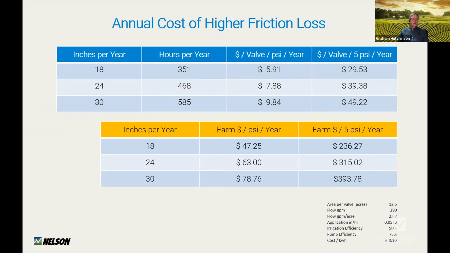So if, for example, that farmer is applying 24 inches of water per year, this is the effect of the additional pressure required if the valve needs more pressure to actually function than is really required. So you can see if a designer sets a required pressure 5 psi above what is required, that valve is going to consume $40 worth more electricity a year per valve. And on a farm basis for that whole farm, we can see that for 24 inches, it's just over $300 per year in additional energy required to operate that system.